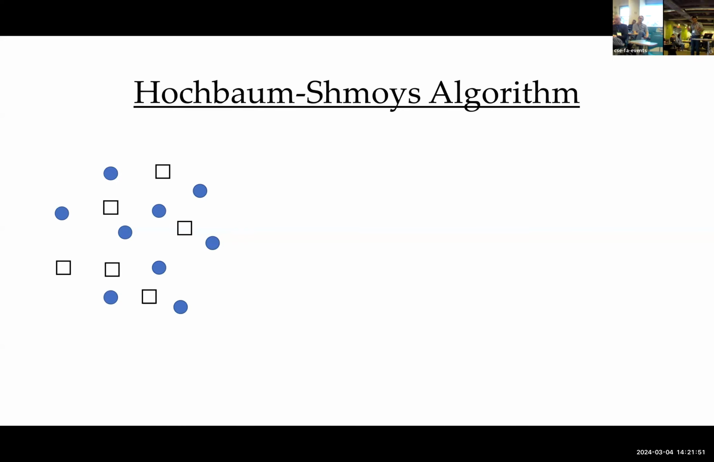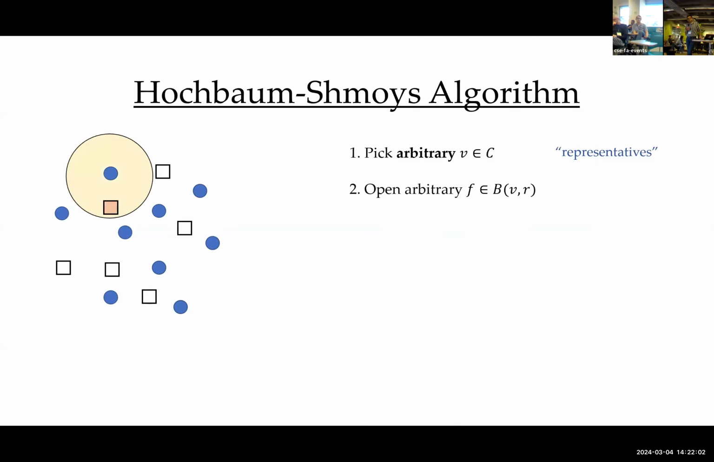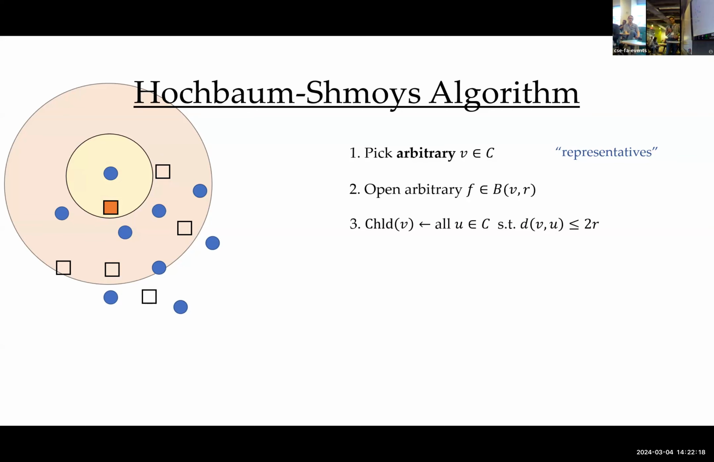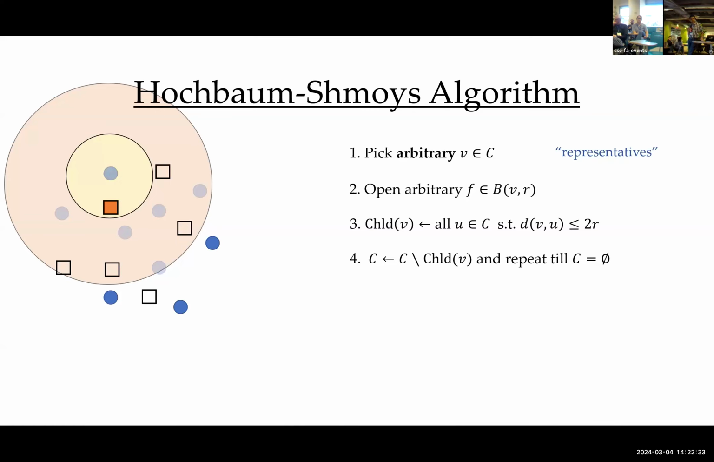Okay. So here's how the Hochbaum-Shmoys algorithm works. I have clients, I have facilities. Pick an arbitrary client. Again, I know R. I put it in my representative set. I open a ball of radius R, pick a facility from there, and open it. After opening it, I draw a ball of radius 2R, and any other client present in this ball becomes a child of this representative. The representative is responsible for these points within the ball of radius 2R. I remove them from the client set and I repeat this procedure until the client set is empty. So I pick a client, draw a ball of radius R, pick a facility, draw a ball of radius 2R, remove clients, and keep doing this.